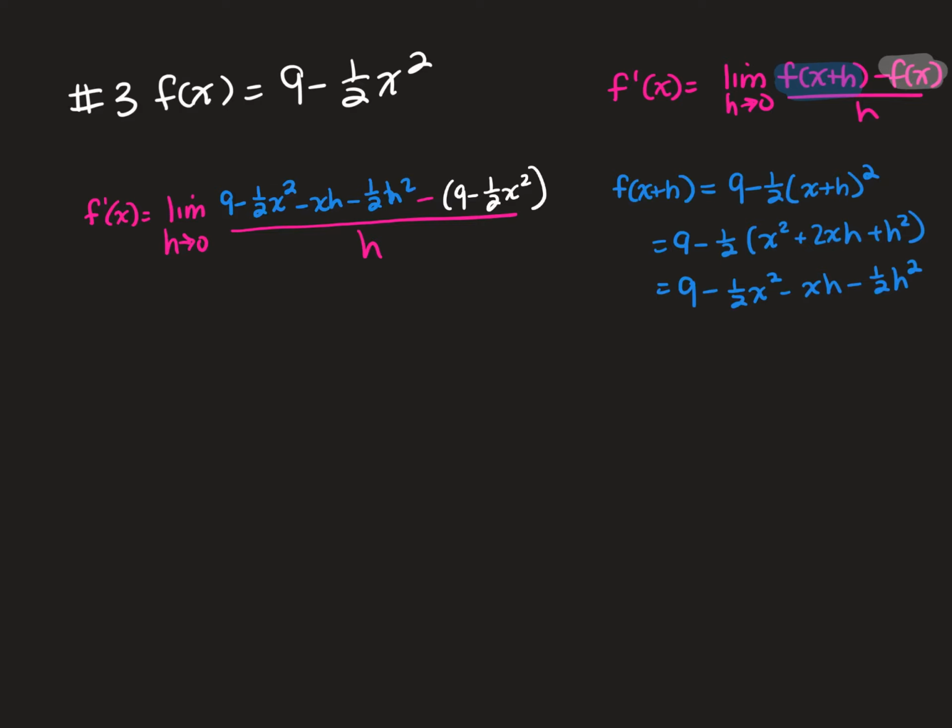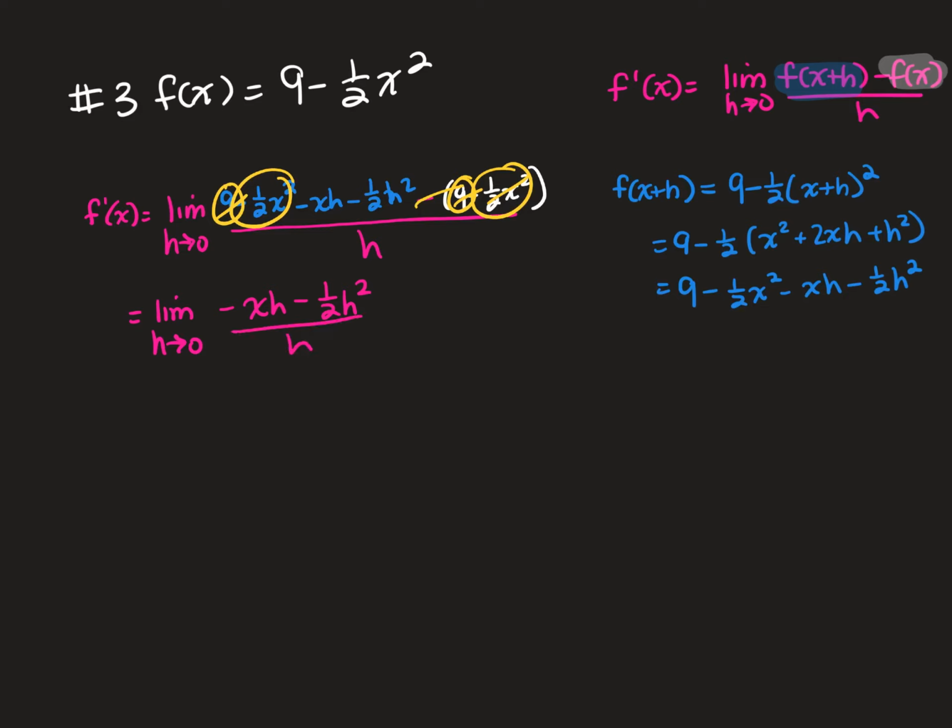Without rewriting this, I could, if you have trouble with this, go back and watch some of the previous videos in the previous lessons and forms, because I do actually show this step in between. But I know that 9 minus 9 is going to be 0, and I know that 1/2 x squared minus negative 1/2 x squared is also going to be 0. So I just saved myself a little bit of time there. So I have the limit as h approaches 0 of negative xh minus 1/2 h squared.